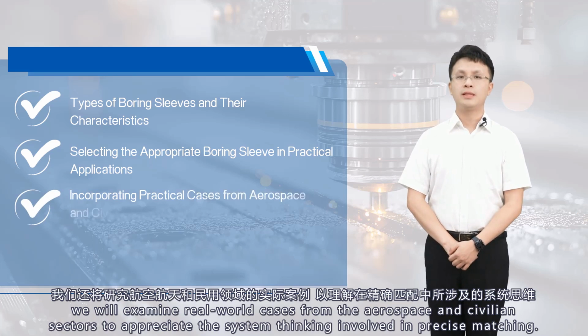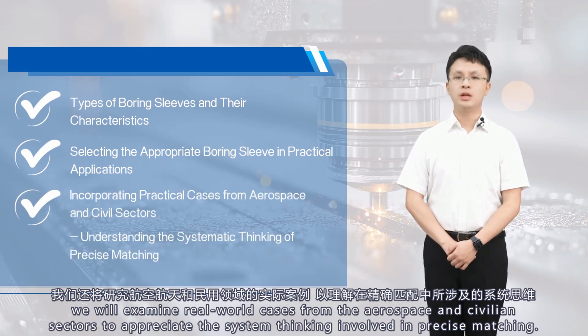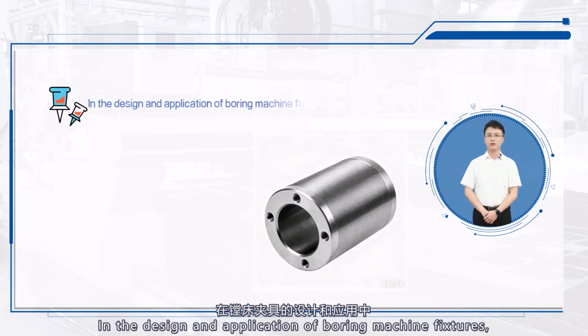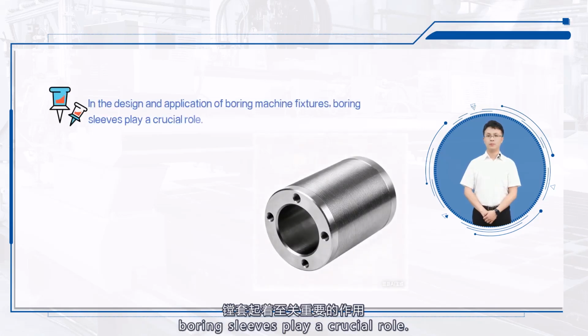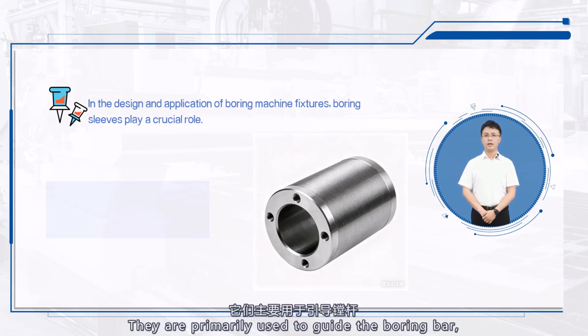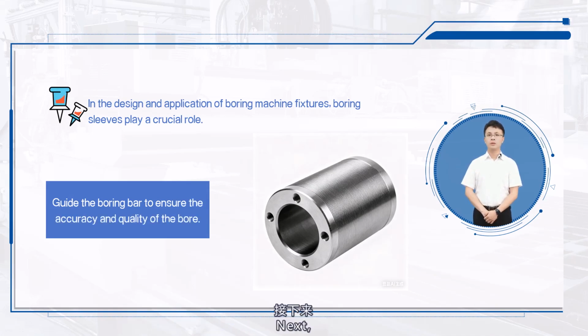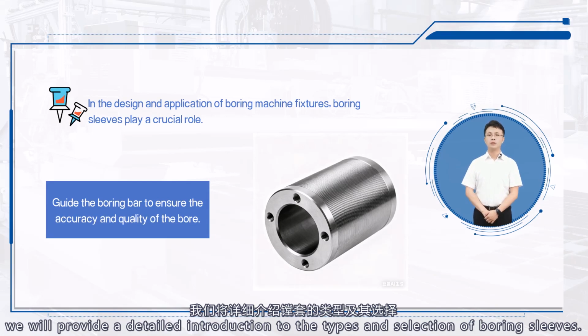Additionally, we will examine real-world cases from the aerospace and the civilian sectors to appreciate the system thinking involved in precise matching. In the design and the application of boring machine fixtures, boring sleeves play a crucial role. They are primarily used to guide the boring bar, ensuring the accuracy and the quality of the bored holes. Next, we will provide a detailed introduction to the types and the selection of boring sleeves.